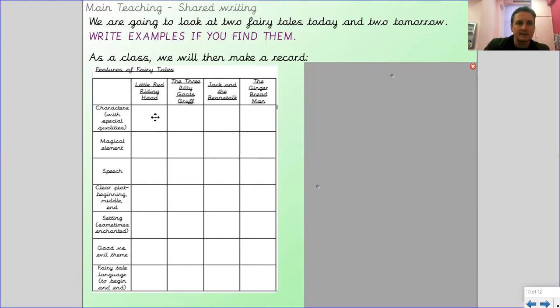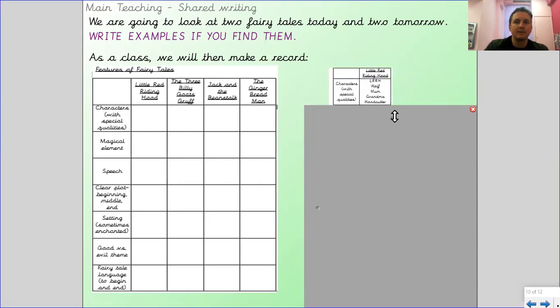Okay. Hopefully you've done that and you've copied this table into your book. What we're going to do is, as I said, fill in these gaps. So we've just read the story of Little Red Riding Hood. All right. So what characters are in the story and what are their special features? I've put some answers here. Okay. Now, characters with special qualities. I've abbreviated it. So LRRH stands for Little Red Riding Hood. So that is one of the characters. The wolf is in the story, Mum is in the story, Grandma and the woodcutter. So there's 5 of them.